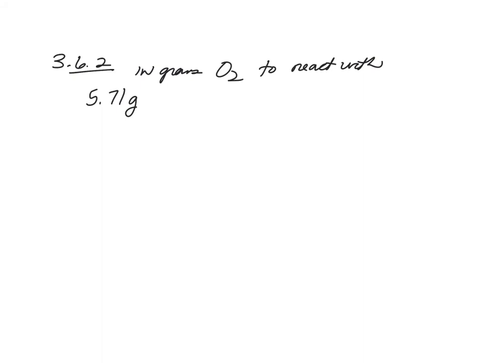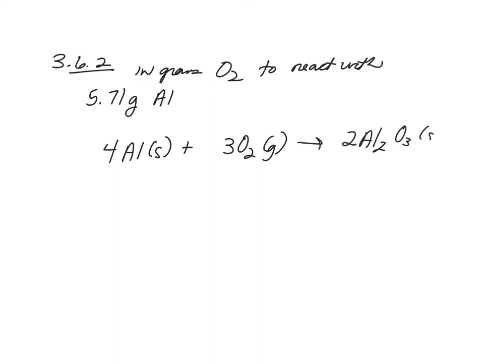Okay, let's do the next one, 3.6.2. Determine the stoichiometric amount in grams, so we want in grams, of oxygen necessary to react with 5.71 grams of aluminum according to the following equation. So here's your balanced equation. And you've got to double check, folks, to make sure it's balanced.